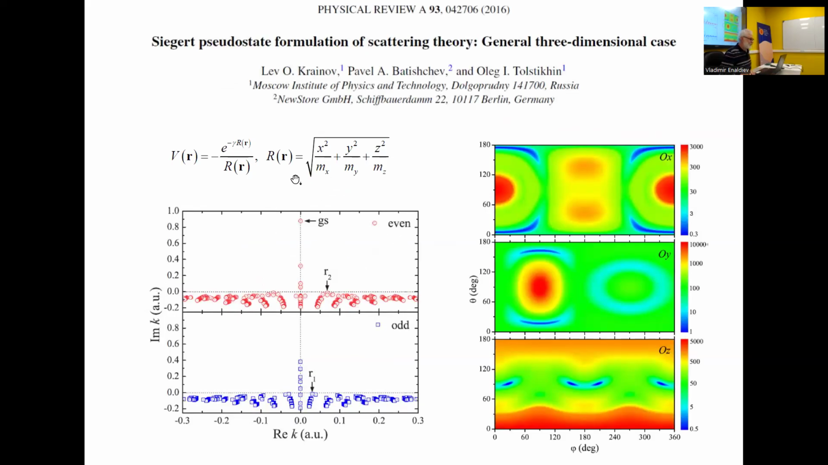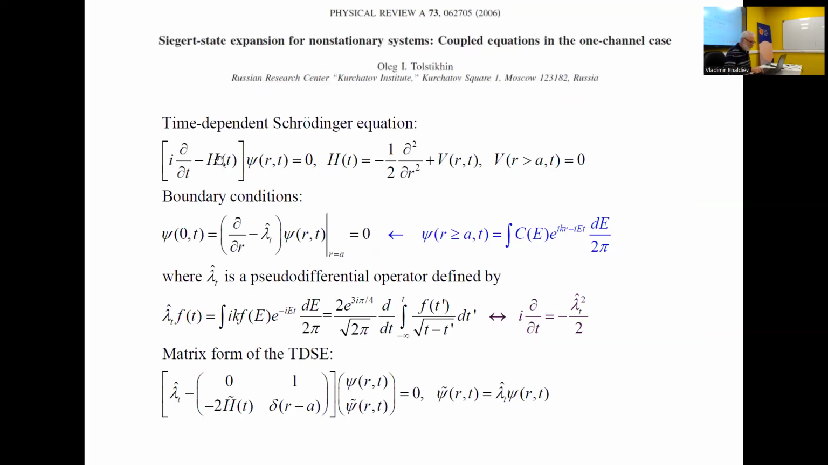Here I considered a Yukawa potential, but the electron is supposed to be in a crystal, with different anisotropic mass, three different values of mass with respect to the three different axes. And here is the differential cross-section on such a potential. Here is the set of Siegert states. So the theory is generalized to the 3D case.